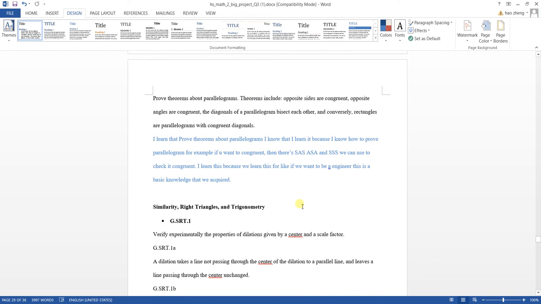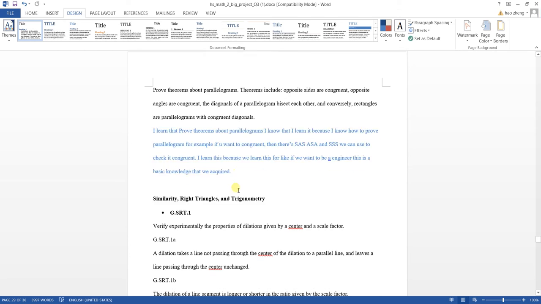And in here, I know how to prove the theorem about the parallelogram. I know how to prove if it's a parallelogram. So for example, if you want to make it congruent, you can check SAS, ASA, and SSS. We can use this to check if it's congruent. And this is because engineers need it in the future.